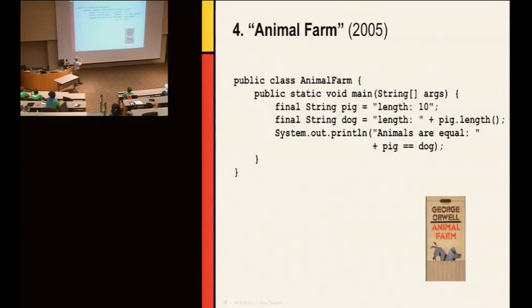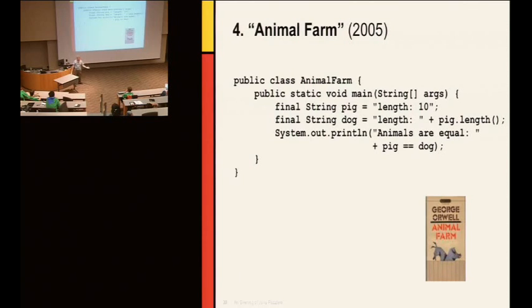We have two variables. One is called pig, one is called dog. They're both final strings. Pig is initialized to "length: 10", whereas dog is initialized to "length: ", and then we append. The plus when used on a string does concatenation. We append pig.length(). So what is pig.length()? Well, it's count. 1, 2, 3, 4, 5, 6, 7, 8, 9, 10. So we're appending 10 to "length: ", and we get "length: 10". And then we print "animals are equal", pig double equals dog.